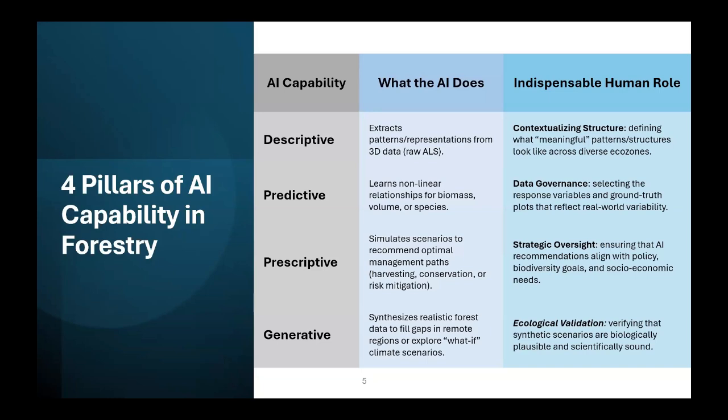And as we move into the prescriptive and generative realm, our role becomes even more critical, and human expertise is critical to ensure that AI recommendations align with policy, biodiversity goals, and ecological realism. This framing helps us to see deep learning as part of a broader human-guided system, not a black box.